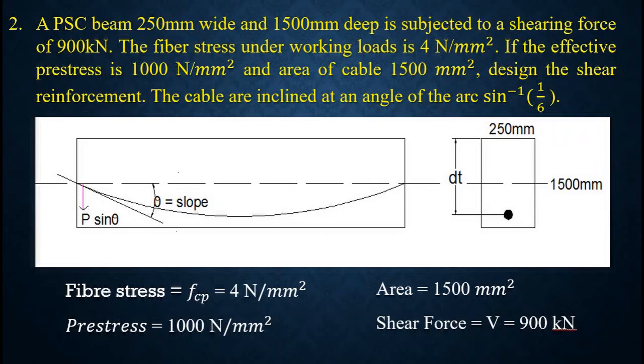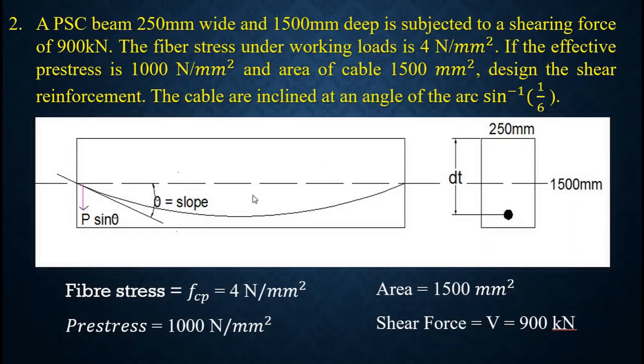A PSC beam 250 mm wide and 1500 mm deep is subjected to a shearing force of 900 kN. The fiber stress under working loads is 4 Newton per mm square. If the effective pre-stress is 1000 Newton per mm square and the area of cable is 1500 mm square, design the shear reinforcement. The cables are inclined at an angle of arcsin(1/6).